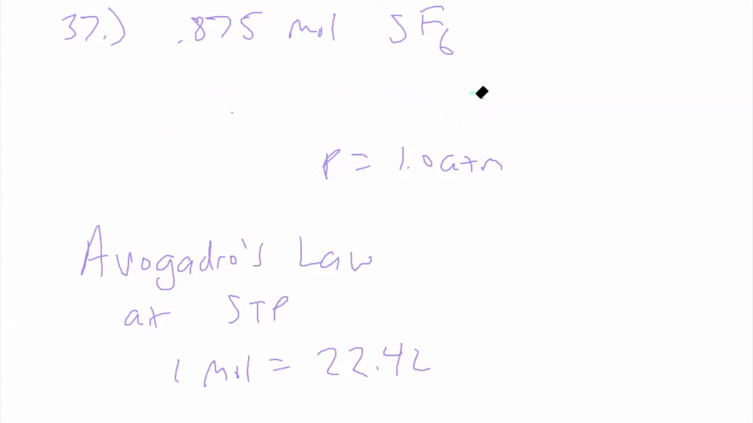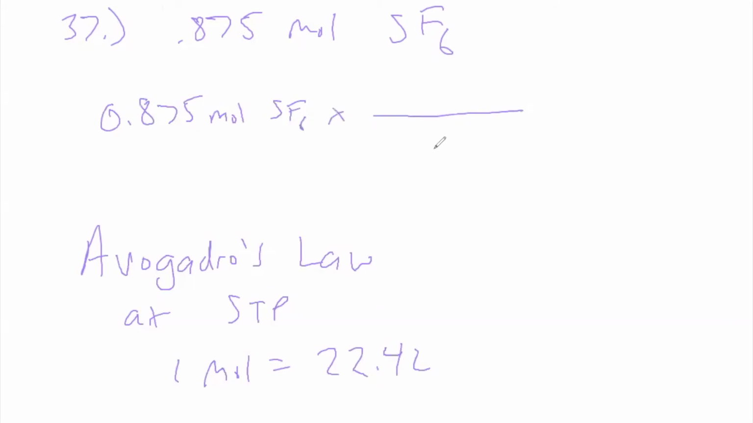So if that's our conversion, we can multiply 0.875 moles times that conversion factor and convert. So Avogadro's law says that for every 1 mole of gas, you have 22.4 liters. So we multiply moles times liters, and that would give us 19.6 liters.